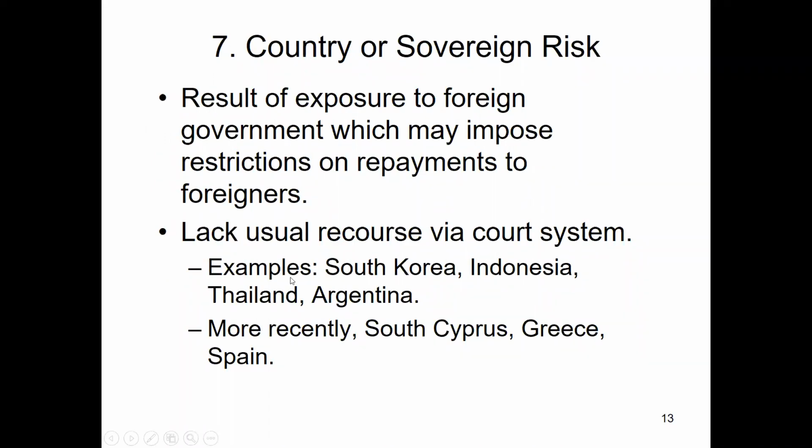Apart from foreign exchange market risk, credit risk, and so on, there is country and sovereign risk that results from exposure to a foreign government, which may impose restrictions on repayments to foreigners. It is something that does not come from the control of the risk, such as credit risk or market risk, or something not related to the financial market. Who can give me an example of this risk that we are facing nowadays?